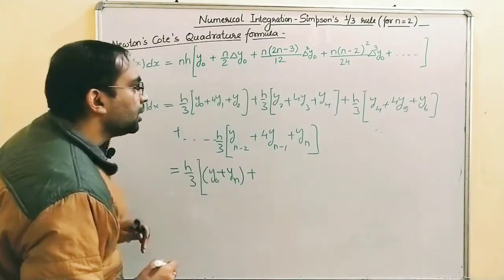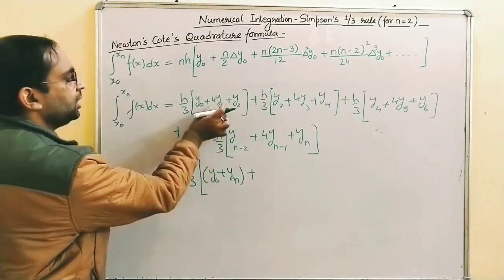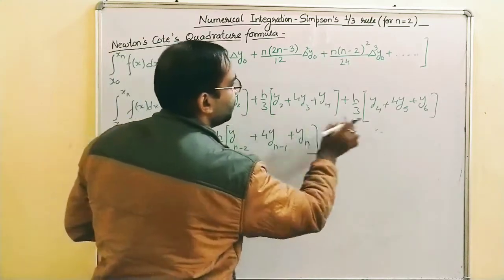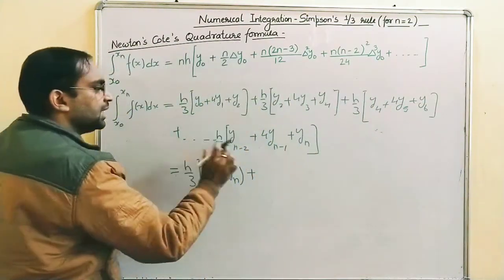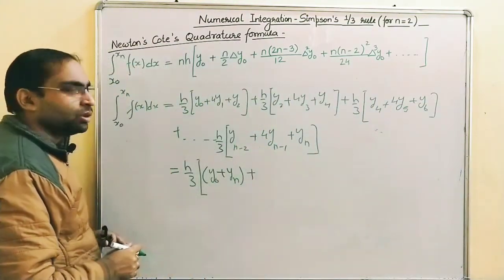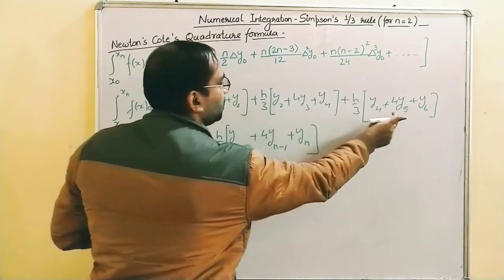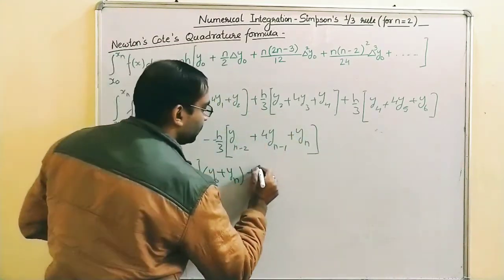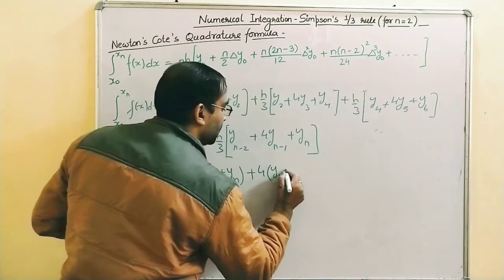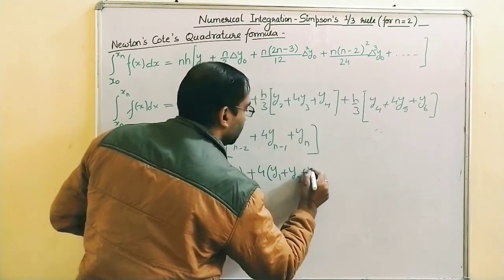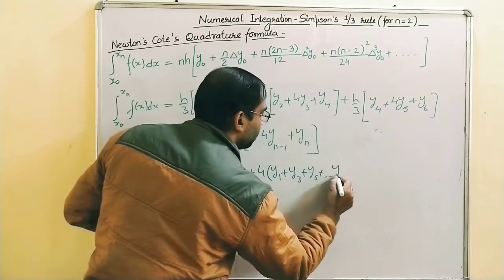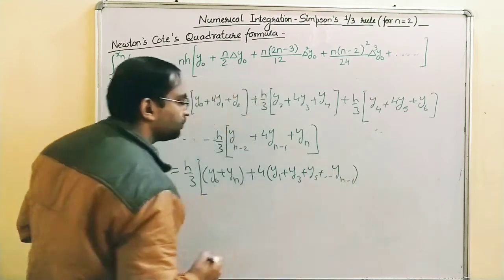Now let's see which terms come 4 times. As we can see, 4y1, 4y3, 4y5 and so on till 4 of yn minus 1. So we are keeping all these in one group. This will be 4 times y1 plus y3 plus y5 and so on till y of n minus 1.